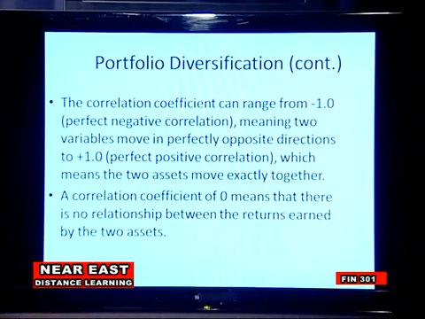The correlation coefficient can range from -1, perfect negative correlation, meaning two assets move in perfectly opposite directions, to +1, perfect positive correlation. That means two assets move exactly together. A correlation coefficient of 0 means that there is no relation between the returns earned by two assets.